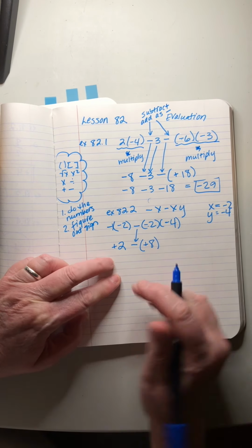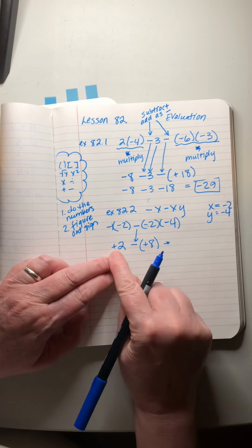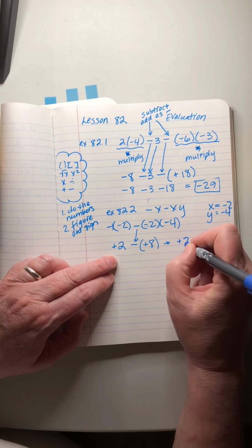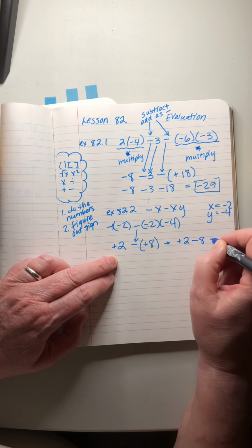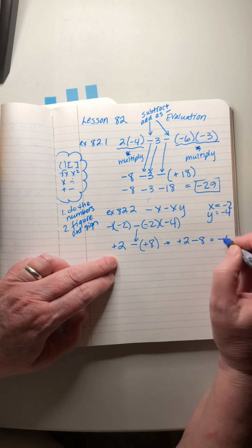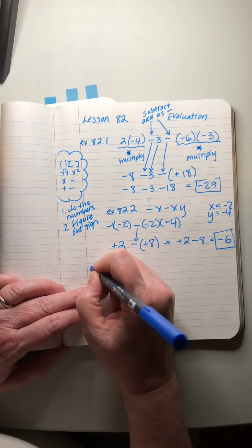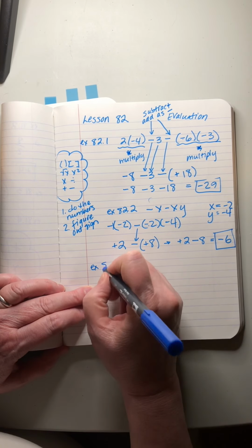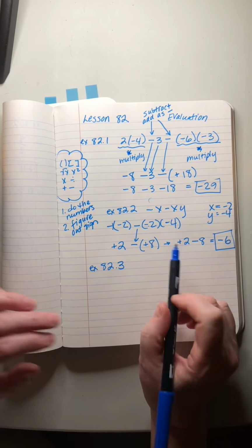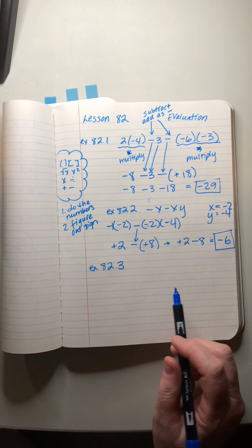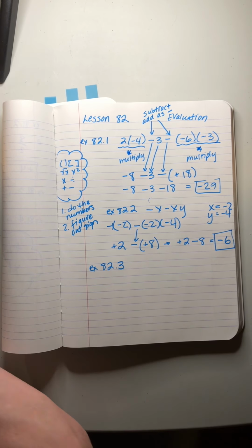Okay, so now let's simplify this. We can write it as plus 2 minus 8, and our final answer is minus 6. They're sneaky, you guys. These problems are, I'm sure you're looking at this going, oh yeah, this is easy. I can do this. But they're tricky. So be patient with yourself and go slow.